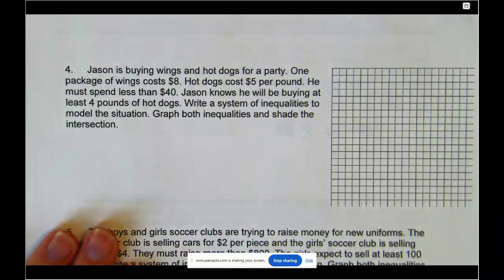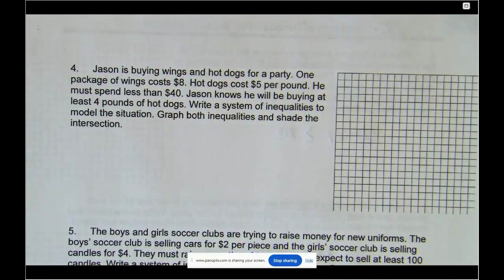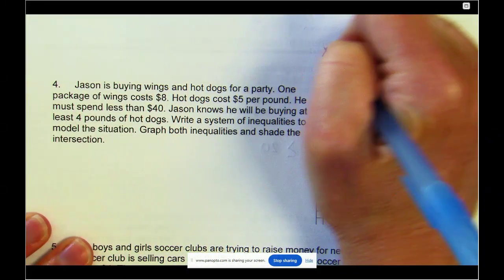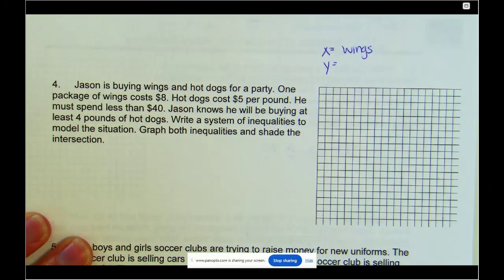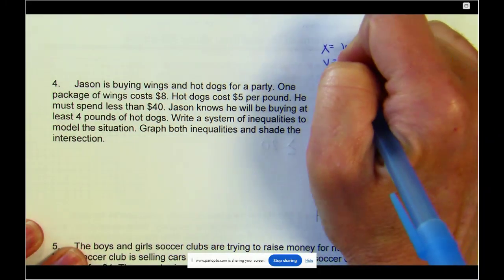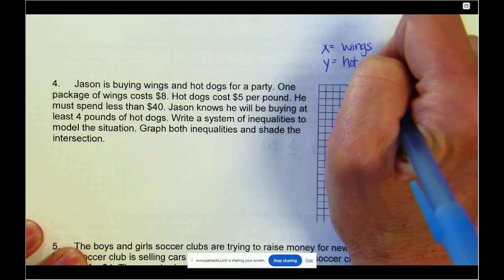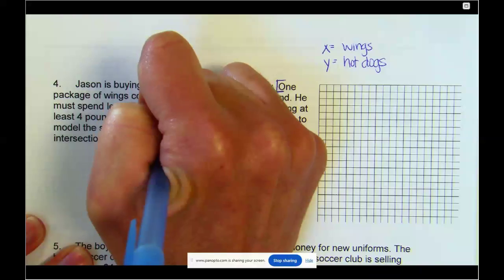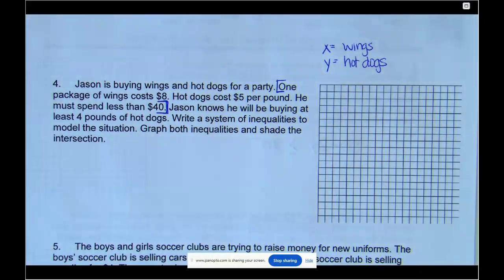Okay, so we got Jason here, buying wings and hot dogs for a party. A package of wings costs $8. Hot dogs cost $5 per pound. He must spend less than $40. So we're talking about wings and hot dogs. We need to decide first, what's X going to be? X is wings, which means Y is hot dogs. This one is actually three sentences for the first inequality. So why don't you take a second and write that inequality for me?